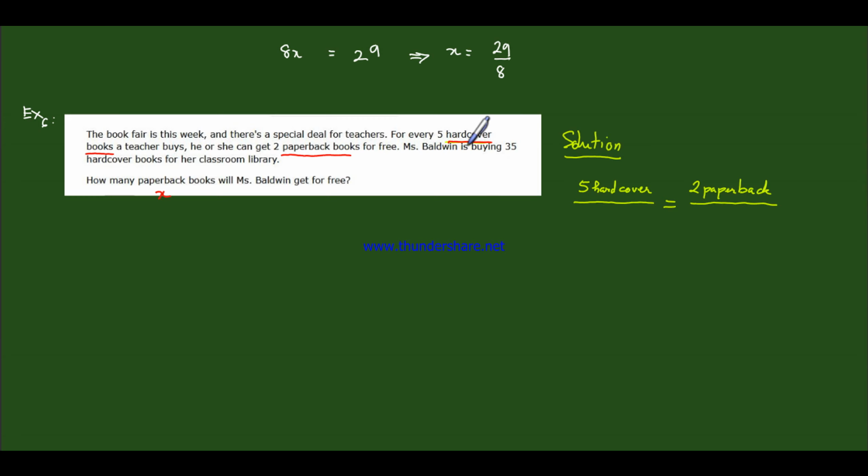Okay, Miss Bangwood is buying 35 hardcover. So 35 hardcover will go over here, because hardcover is going with hardcover. They correspond to each other. How many paperback? So X is paperback, right? So it must go with paperback here. So X is here.